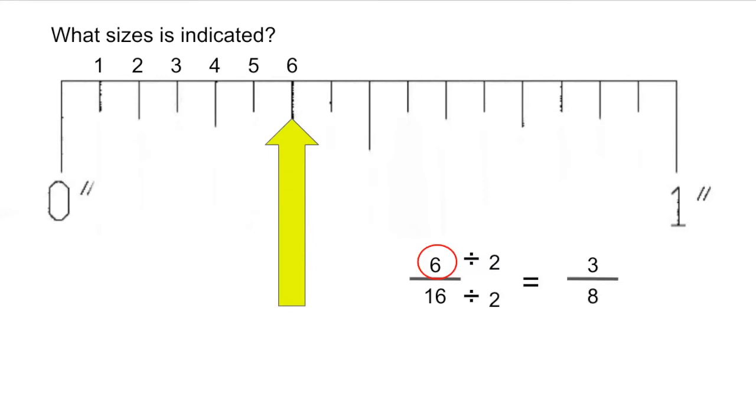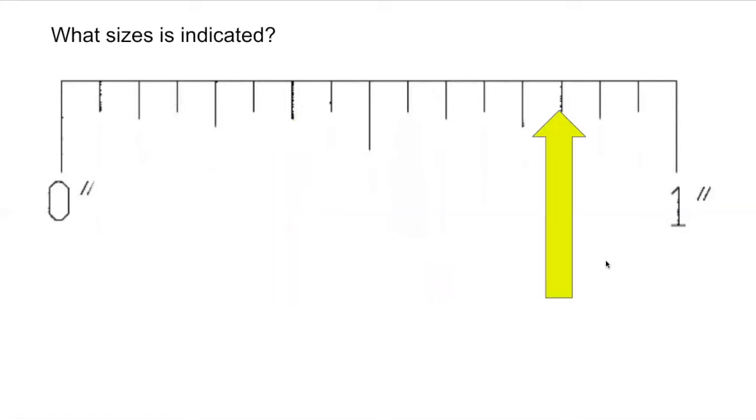So 3/8. Now, if we take a look at that top number, we'll notice that it's an odd number. An odd number, when it comes to reading a tape measure, means that it cannot be reduced. If the top number is odd, it cannot be reduced any further. All right, let's take a look at another one.